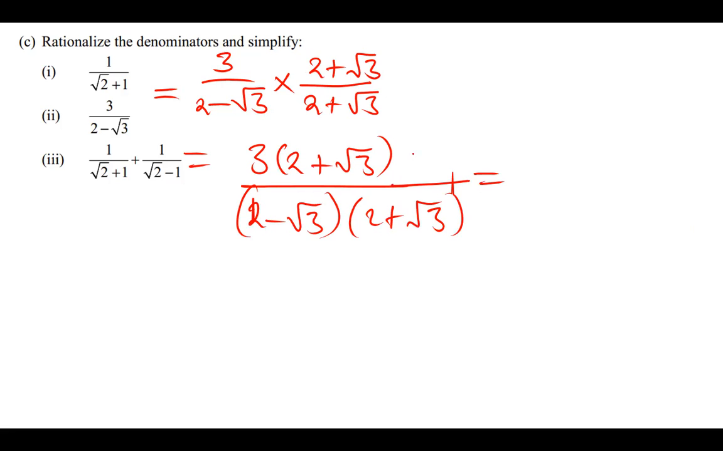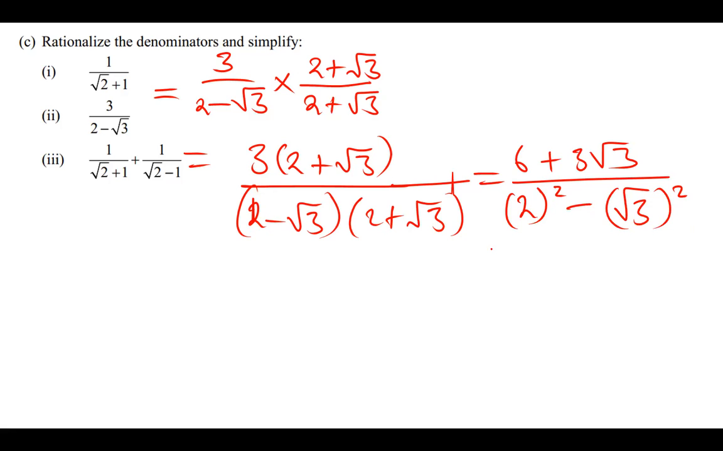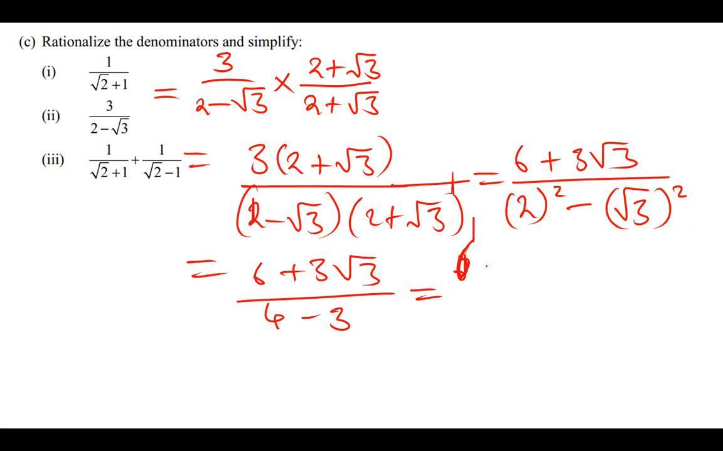So on top there, I have 3 times 2, 6. 3 times root 3 is just going to give us plus 3 root 3. And then down here we have the difference of 2 squares, meaning we're going to have 2 squared minus the root of 3 squared. So from there, we're going to have 6 plus 3 root 3. Then 2 squared will give us 4. Then root 3 squared will give us 3. So we have 6 plus 3 root 3, then everything divided by 4 minus 3, the answer is 1.